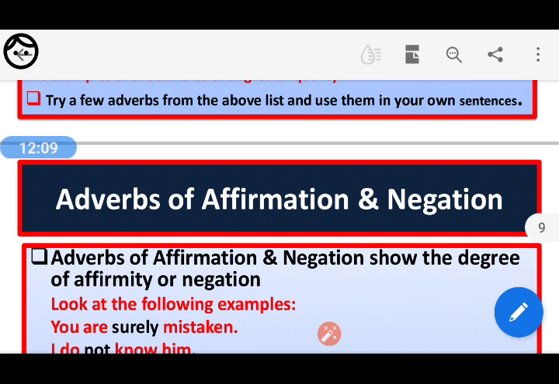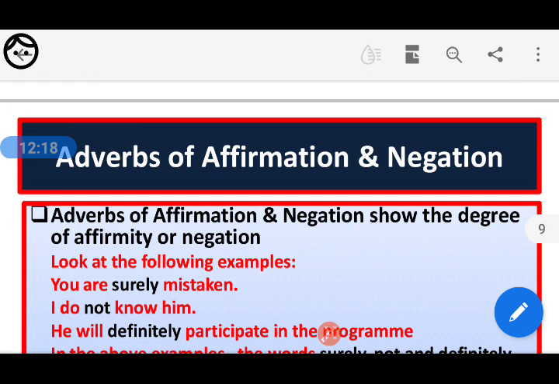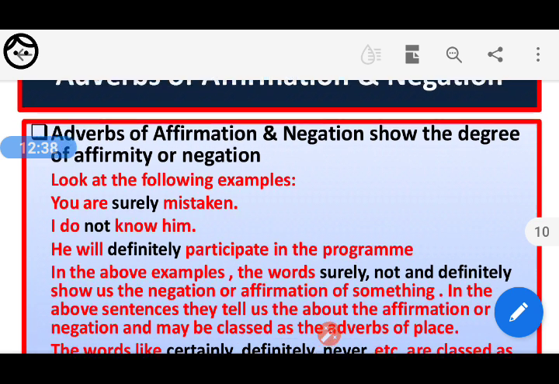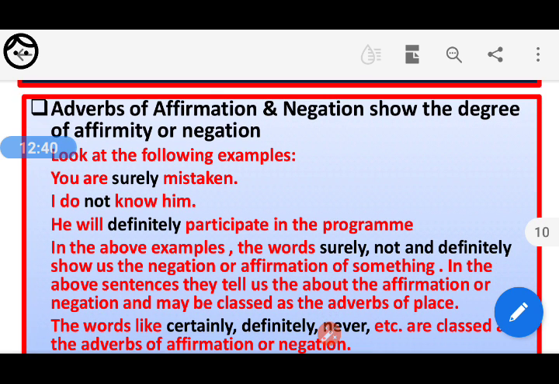What is affirmation? It means you can approve something or you disapprove something, like that. You are surely mistaken. I do not know him. He will definitely participate in the program. Now you see, it is affirmation. Definitely means affirmation, not means negation. Surely means affirmation.